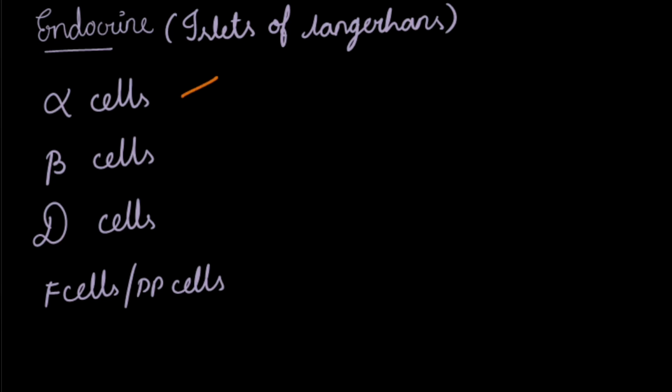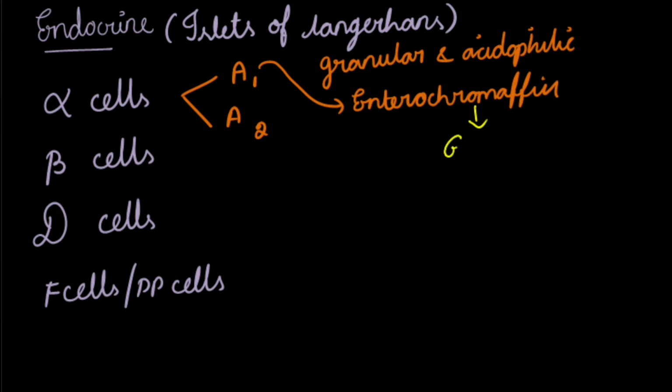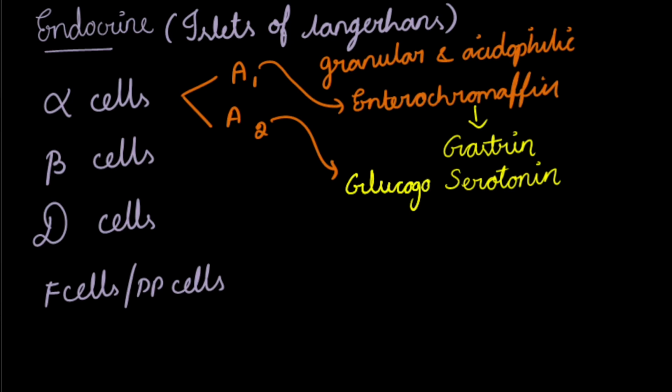Now regarding the alpha cells, in case of alpha cells we have two subtypes, A1 and A2. Both of these are granular and acidophilic in nature. And the A1 cells belong to the enterochromaffin group. These cells secrete pancreatic gastrin and serotonin. And the A2 cells secrete glucagon, which has an action exactly opposite to insulin.